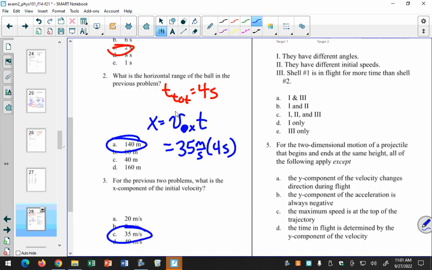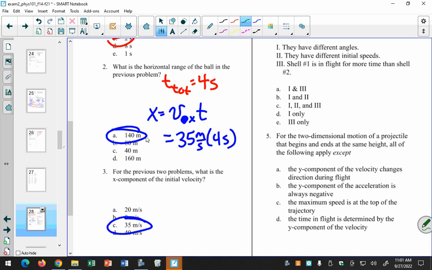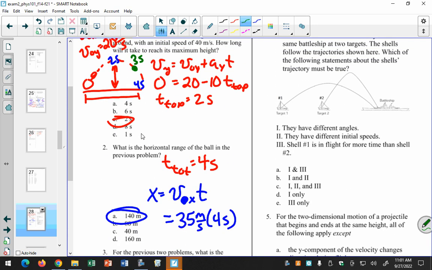Also, be aware that I might ask you to find the velocity at a particular point. Say this point right here, let's say that this is 3 seconds. And I ask you, what is the speed of the ball at 3 seconds? There are 2 things that you would need to do. First, you would say, I'll do it right here.